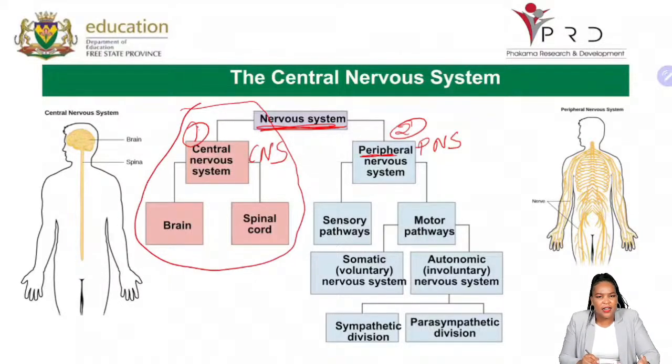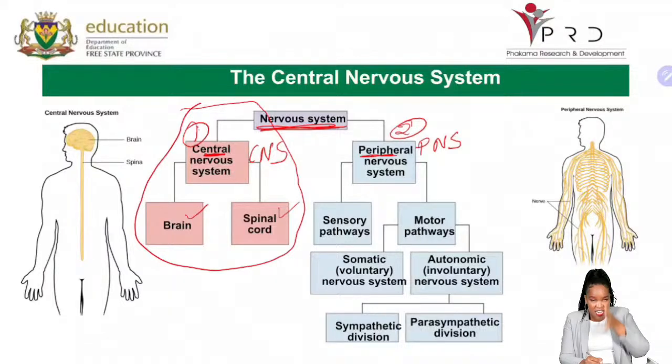Where do you find this central nervous system? Remember, in the exam guideline, it said you needed to know the location of the CNS. So the central nervous system is located in the brain and the spinal cord. The word central must tell you something. Something that is central is what? It's something that is in the middle.